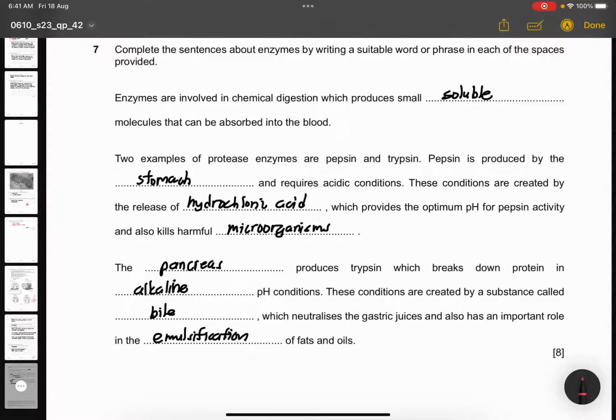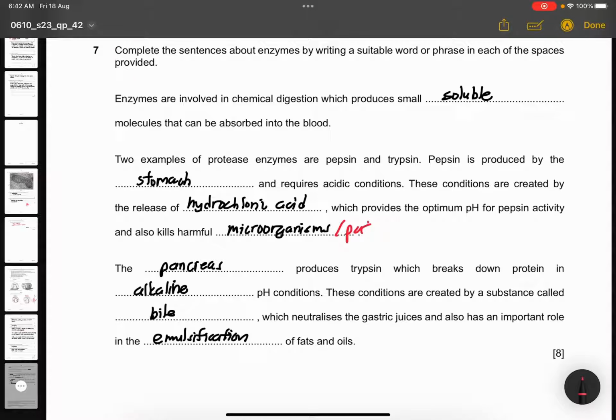So enzymes are involved in chemical digestion, which produces small soluble molecules that can be absorbed into the blood. Two examples of protease enzyme are pepsin and trypsin. Pepsin is produced by the stomach and requires acidic conditions. These conditions are created by the release of hydrochloric acid, which provides the optimal pH for pepsin activity and also kills harmful microorganisms, or you can also say pathogens. Okay, both have the same meaning.